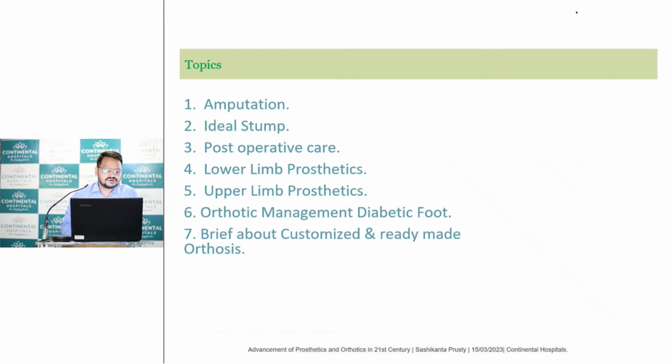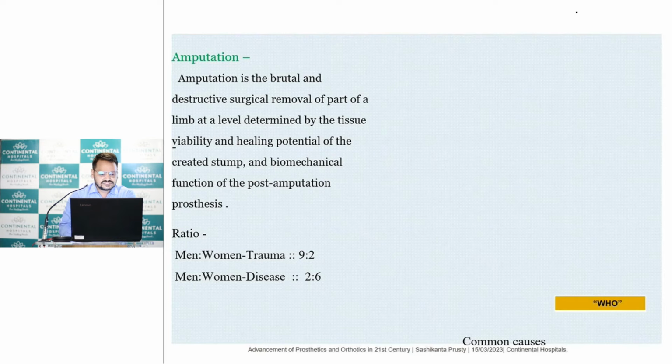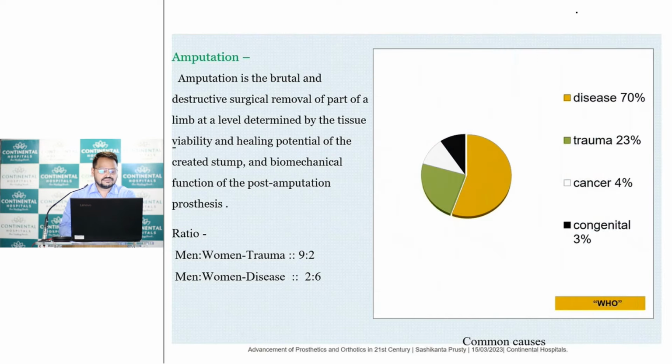So the topics that we are going to see are amputation, ideal stump, post-operative care related to prosthesis, lower limb prosthetics, upper limb prosthetics, orthotic management of the diabetic foot, and a brief on customized and ready-made orthoses available. So amputation is a brutal and destructive surgical removal of part of a limb, at a level determined by the tissue viability and healing potential of the created stump and the biomechanical function of the post-amputation prosthesis. The ratio of men to women, trauma 9:2, and men to women, disease 2:6. This is the incidence that we have got related to amputation.